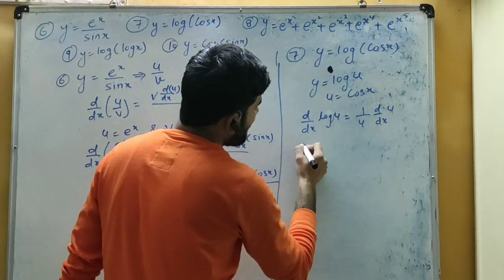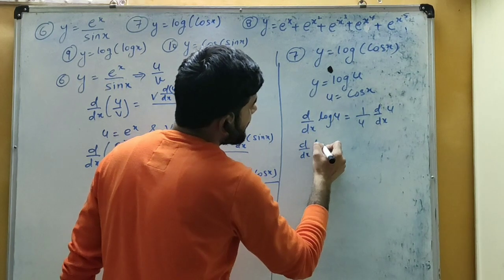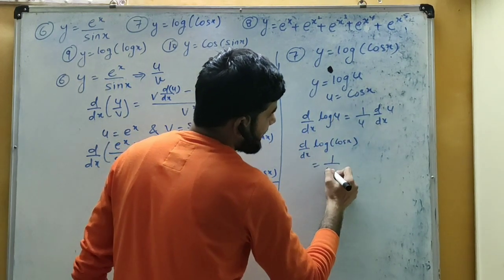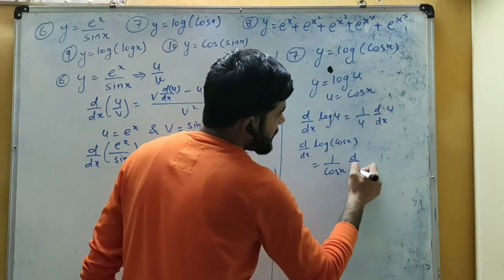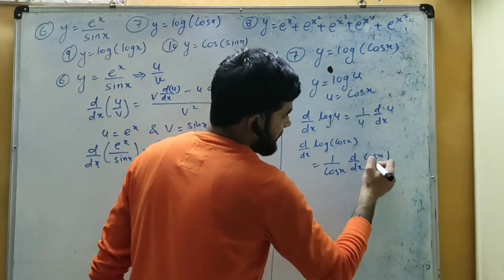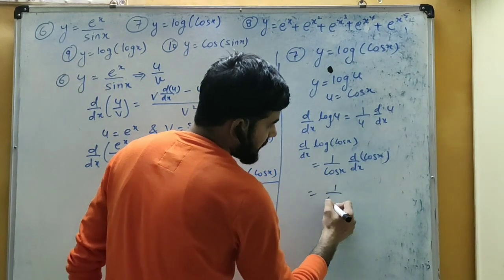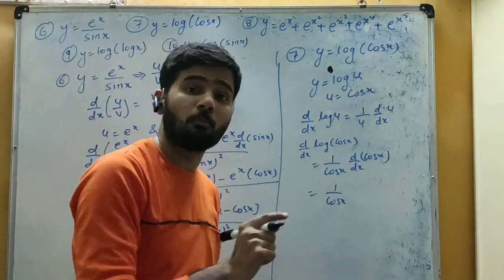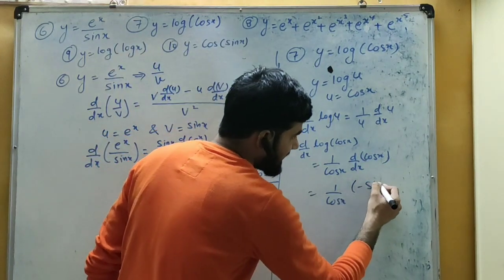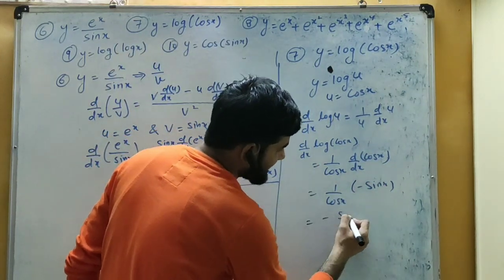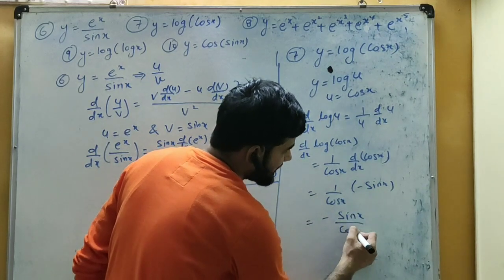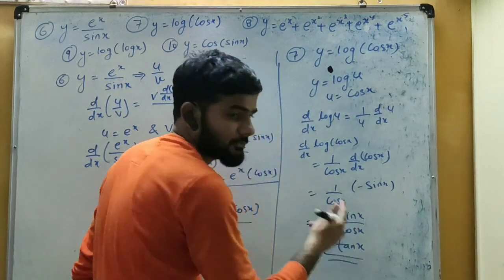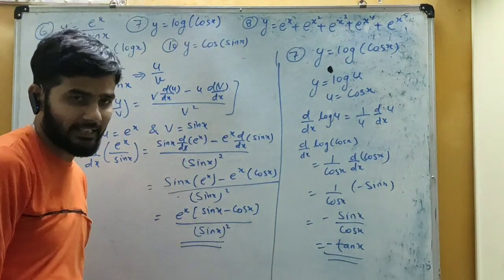So here we have d by dx of log of cos x equals 1 by cos x, and then we will differentiate this cos x again. So 1 by cos x, d by dx of cos x, and d by dx of cos x is equal to minus sine x. So we can write minus sine x by cos x, that is equal to minus tan x, which is the differentiation of log of cos x.